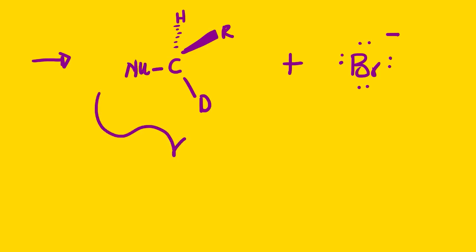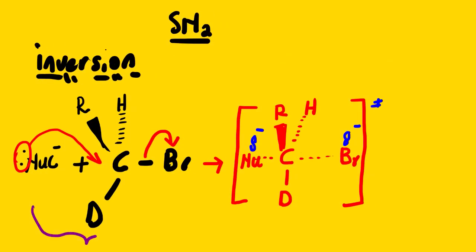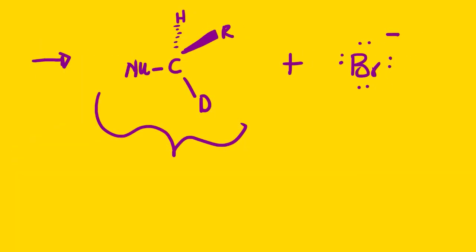If you look at this and this, you can see the difference. Look at the orientation of these two and also look at this. This is the first type of inversion of configuration. Let us look at the second one. The second type is when we have something like this.